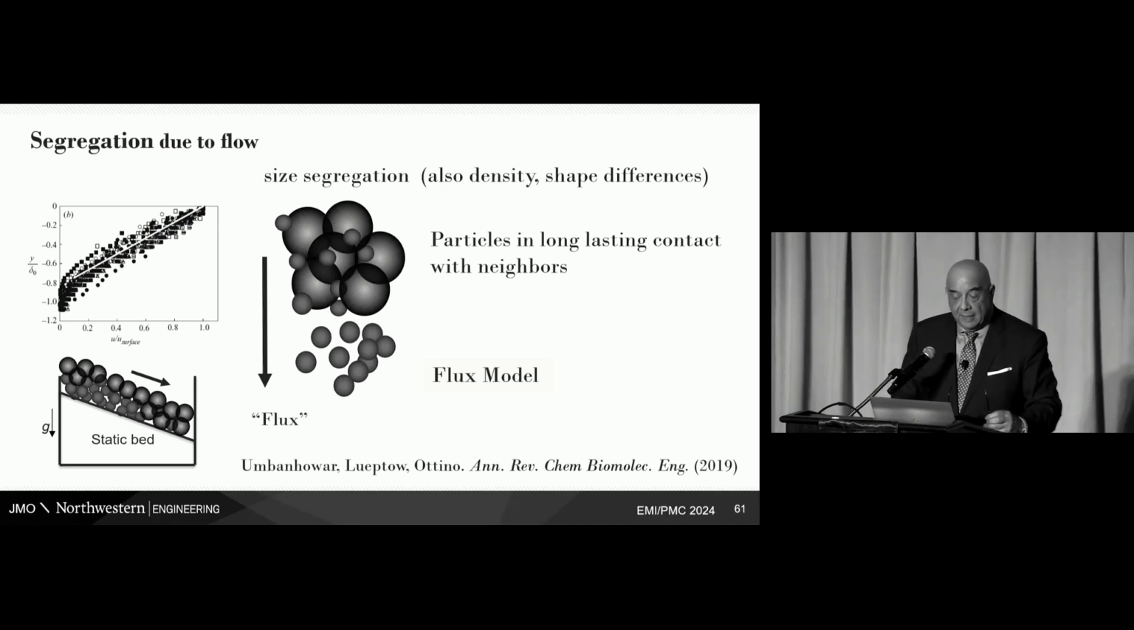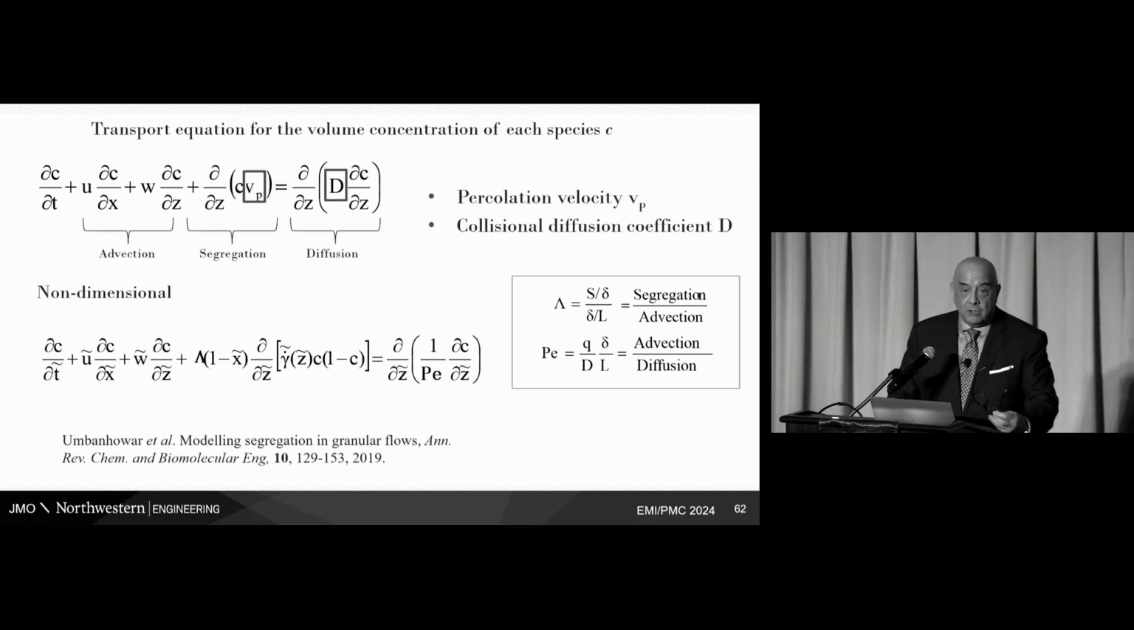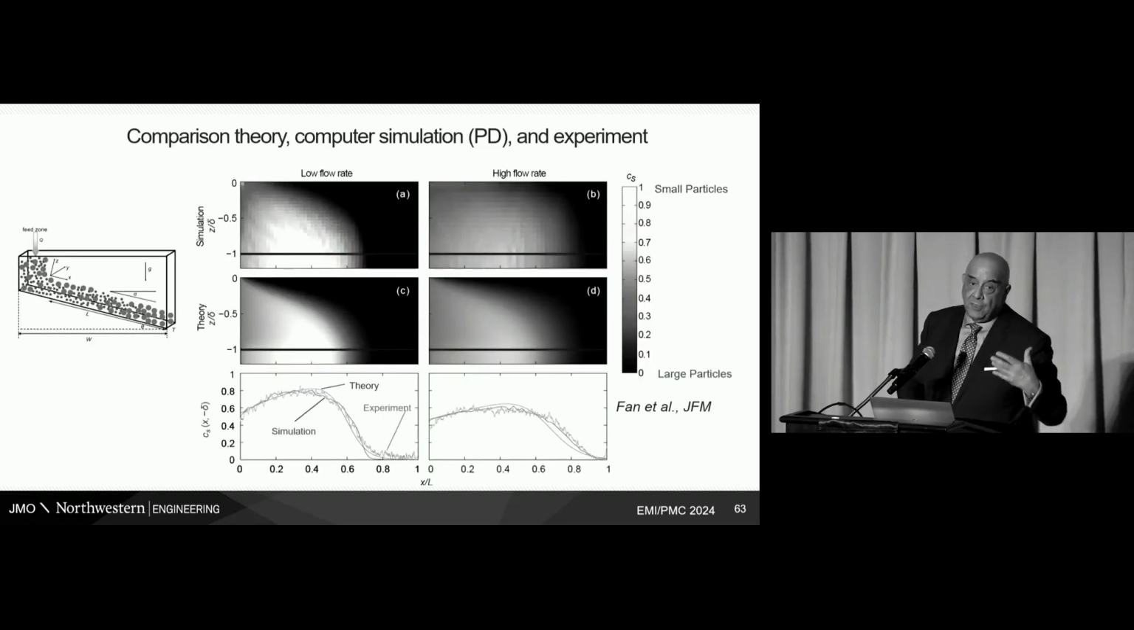And you can even feed this segregation model into a continuum model, and you could even study the competition between segregation, diffusion, and advection, and you can do three-way comparisons between theory, computer simulation, and experiment.